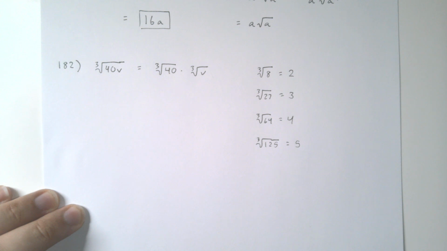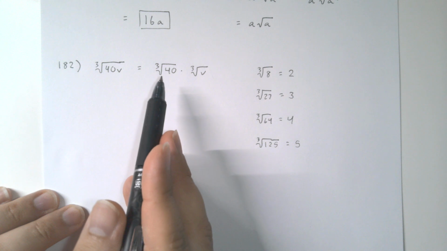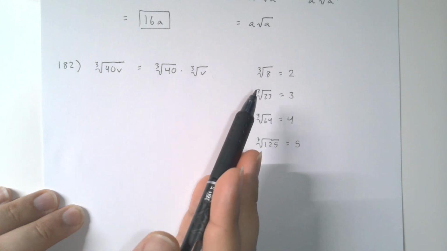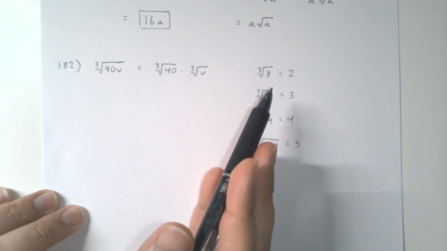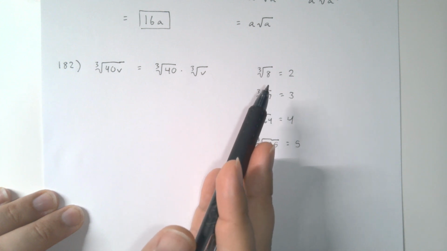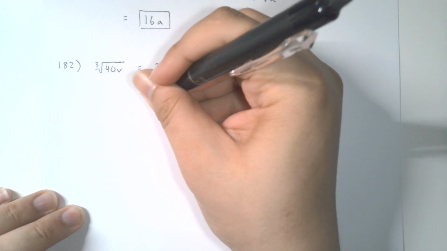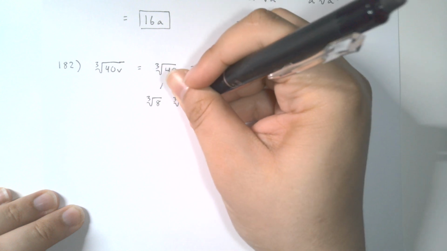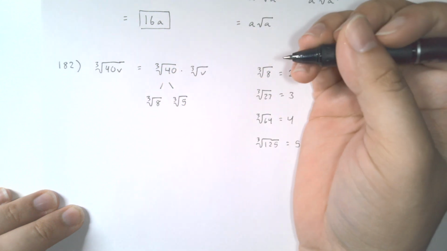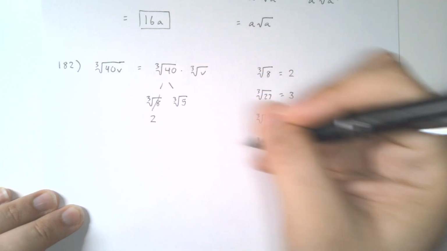They grow really quickly. And so if we're trying to simplify the cube root of 40, really we only have to check between 8 and 27, and the biggest number that's evenly divisible is 8. So we can break this up as the cube root of 8 times the cube root of 5, and the cube root of 8 is 2. So this is a 2 here.